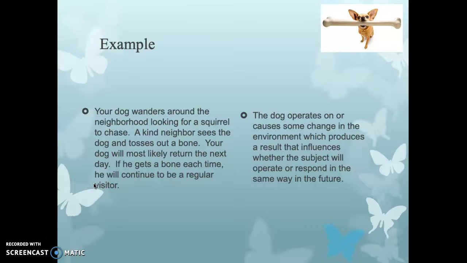So the dog is operating on, or causes some change in, the environment. And it produces a result that influences whether the subject will operate or respond in the same way in the future. In this case, the dog is probably going to respond in the same way in the future because it keeps getting a bone every time it comes by the neighbor's house.